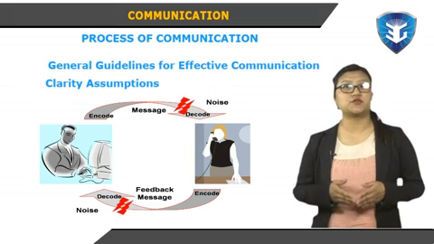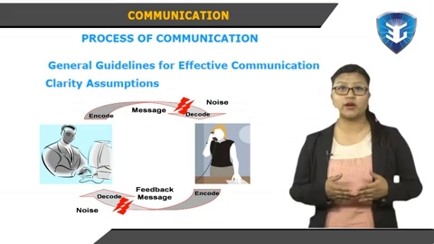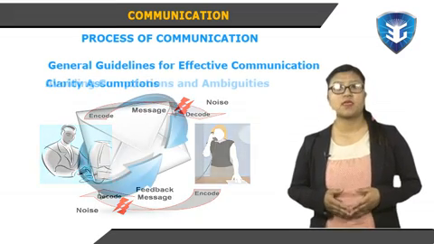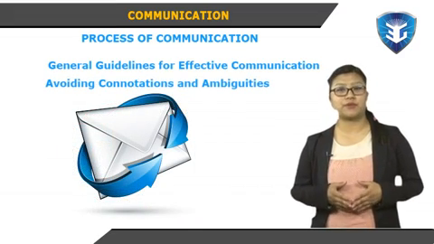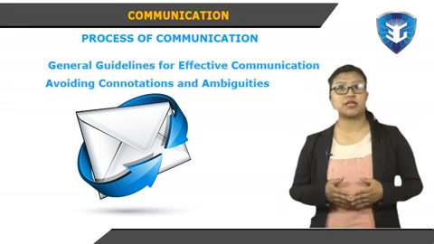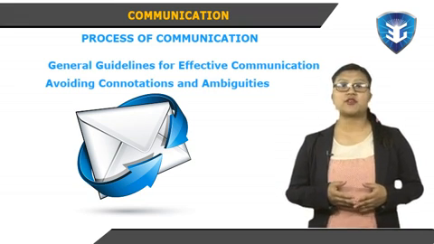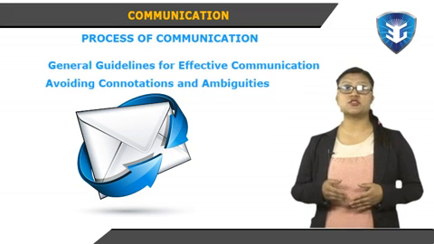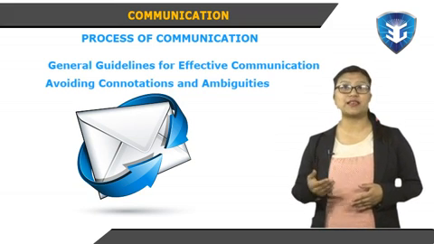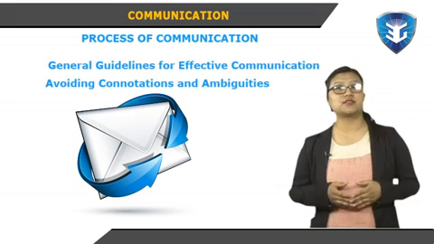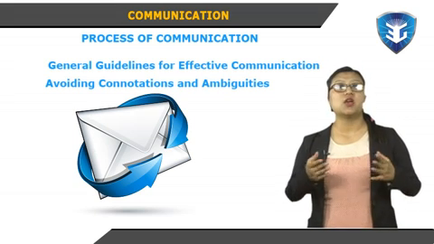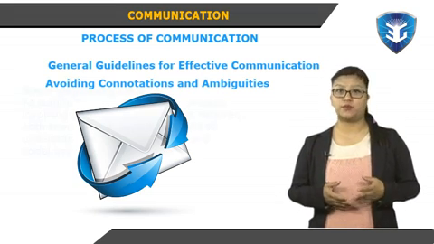The sender of the message must clarify his assumptions and then go ahead with proper encoding of the message. Avoiding connotations and ambiguities. Semantic problems can be solved by using simple language and avoiding connotations. Care must be taken to see that the receiver of the message does not have to go beyond the text of the message. It is also necessary to avoid all ambiguity, which means to avoid using words with double meaning.